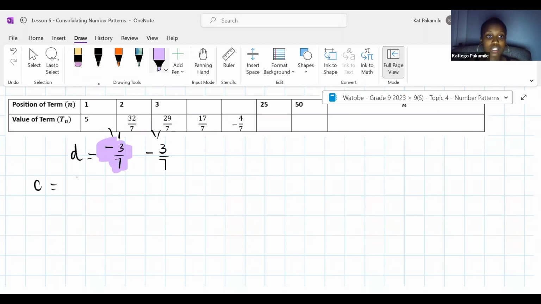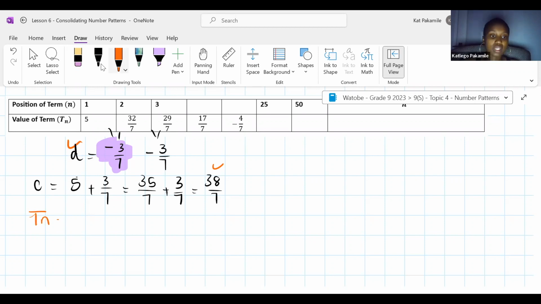So you'd have to say 5 + 3/7 or 35/7 + 3/7, which would give you 38/7. Okay, so we have D. We have C. We substituted Tn equals Dn plus C, and that will give us -3/7n + 38/7.